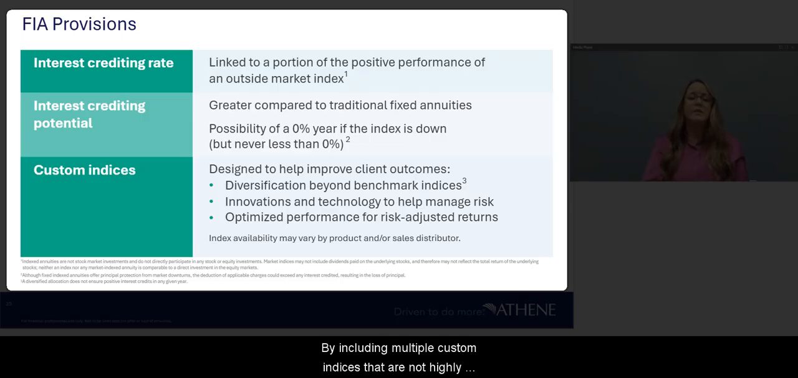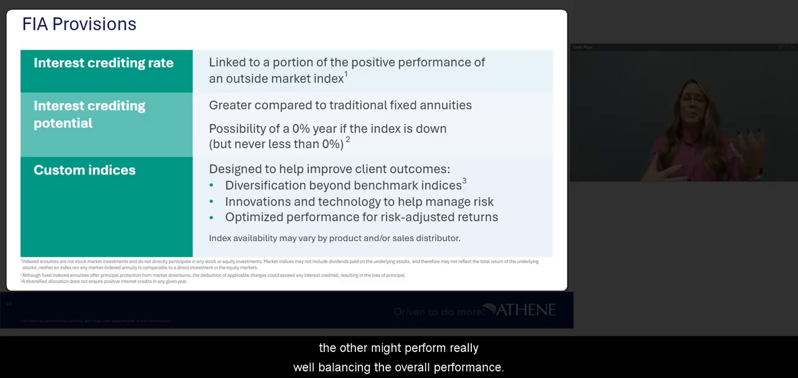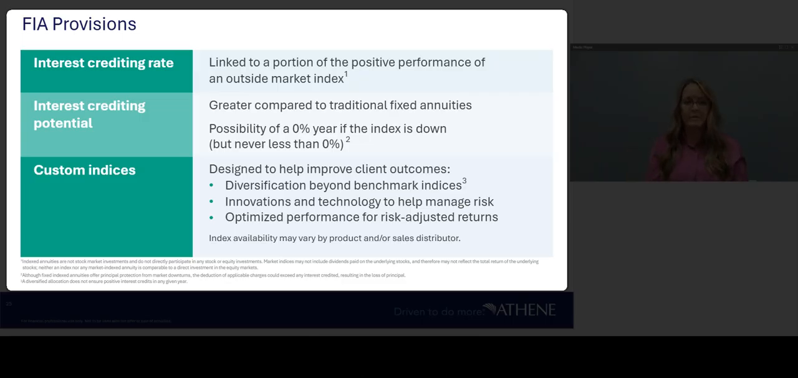By including multiple custom indices that are not highly correlated, clients can achieve more stable and sustainable growth. When one index underperforms, the other might perform really well, balancing the overall performance. Imagine a FIA that includes two custom indices, one focused on U.S. equities and another on global bonds. If U.S. equities experience high volatility, the global bonds might have provided more stability, resulting in that balanced overall return. Custom indices can be a powerful tool within FIAs, offering a blend of growth potential and risk management tailored to the needs of your retirement saver.